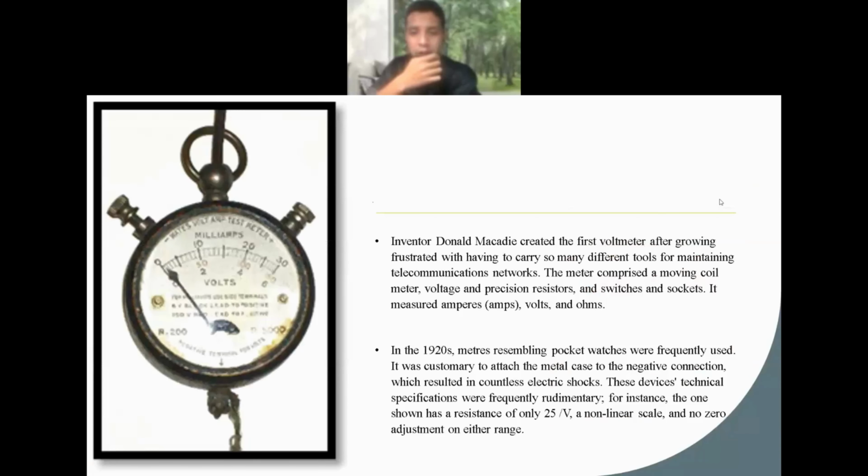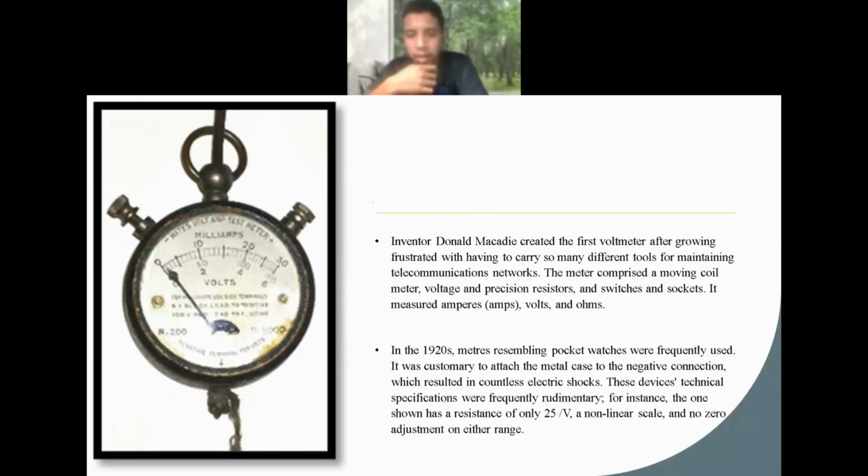The inventor Donald McKenzie created the first multimeter after growing frustrated with having to carry so many different tools for maintenance of the telecommunication network. The meter comprises a moving coil meter, voltage and shunt resistors, and switch and sockets. It measures amperes, volts, and ohms.